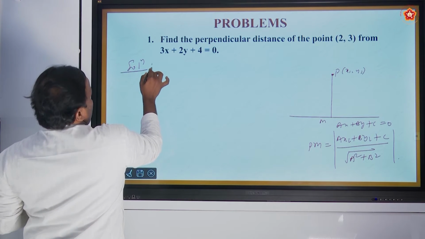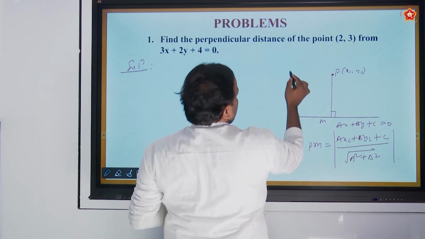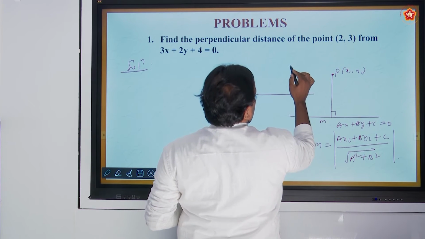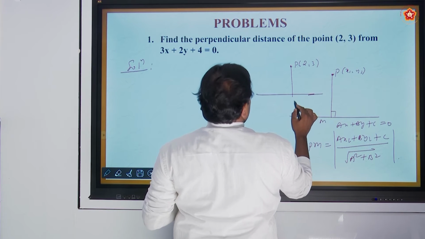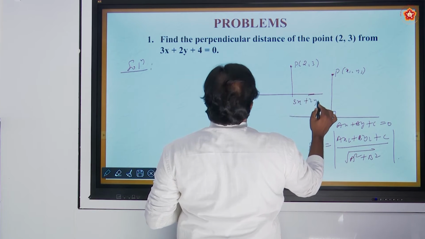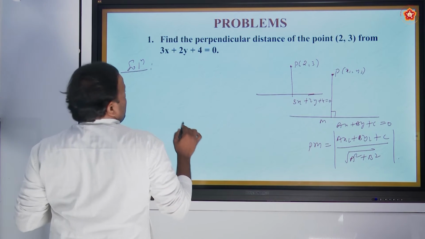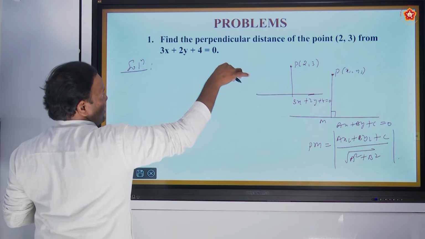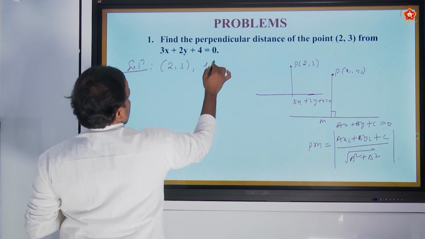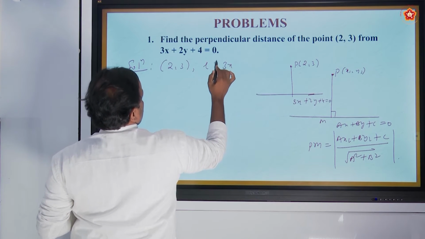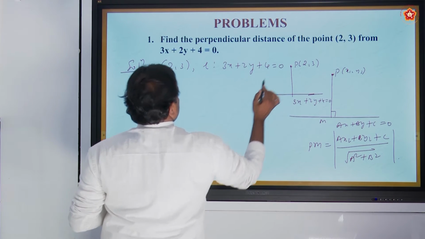Observe here. Find the perpendicular distance. That is called perpendicular distance. What is this figure? The figure is like this. The point P is given as (2, 3), and the line equation is given as 3x plus 2y plus 4 equal to 0. Correct. Now, see here, point is given and line is given. What is the point here? (2, 3). The line equation is 3x plus 2y plus 4 equal to 0.